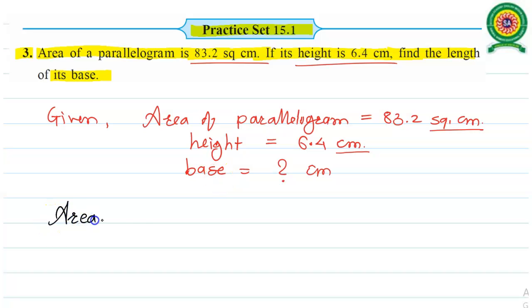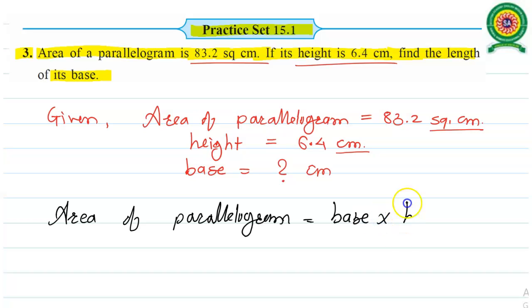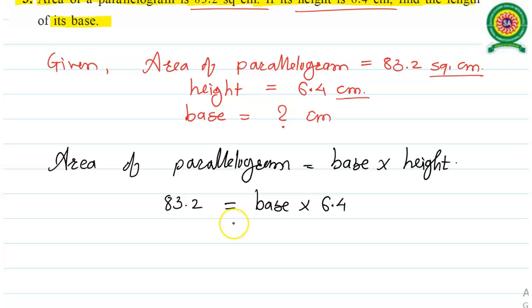For that I am using the same formula: area of parallelogram equals base into height. Now try to replace the known values. We have area of parallelogram given as 83.2 square centimeter, that is equal to base, which we have to evaluate, so keep that base as it is, into height of the parallelogram, given as 6.4. That means we have a linear equation in one variable where the variable is the base. So to evaluate the value of base, shift 6.4 from RHS to LHS. 6.4 is the multiplier; after shifting, it becomes the divisor to 83.2. So we are getting 83.2 divided by 6.4 is equal to the base.